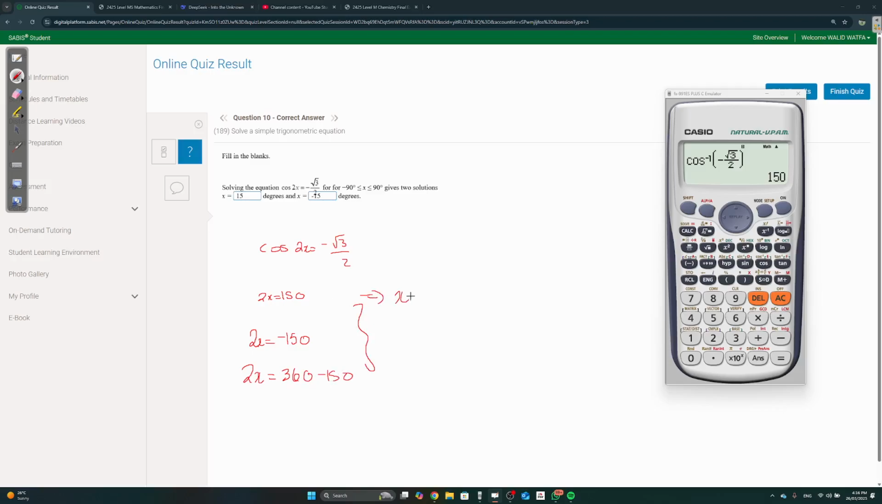This is when you finally are able to solve. 150 divided by 2 is 75. Negative 150 divided by 2 is minus 75. And here it's 210 divided by 2, which is 105.